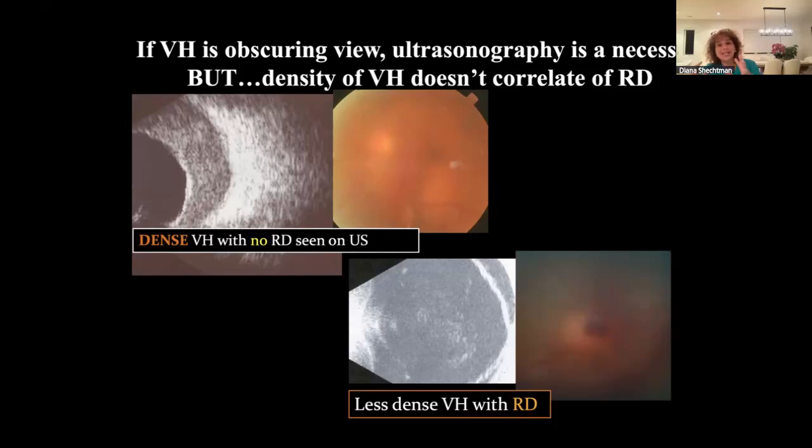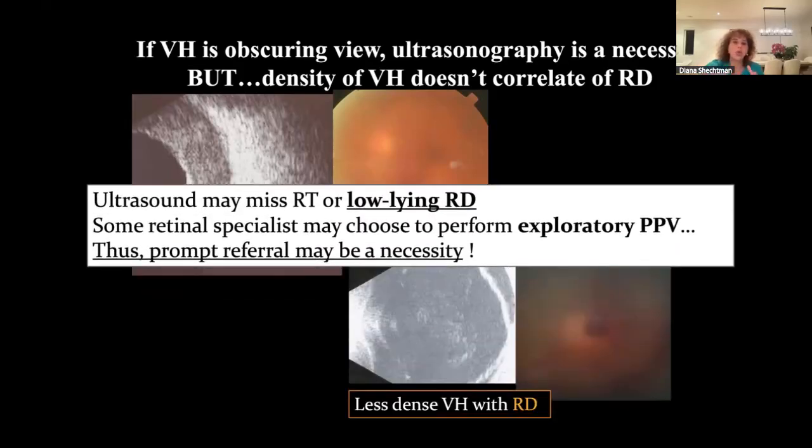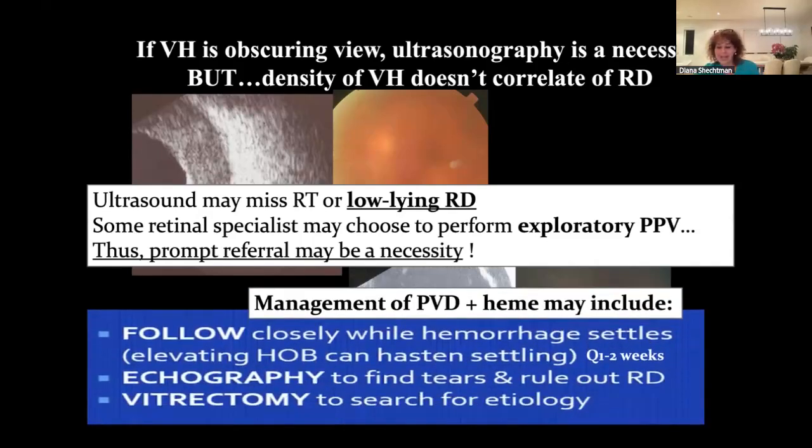And if you cannot see through that, then you have to get an ultrasound. There's no question that you have to get an ultrasound in a case that you can't see through it. As a matter of fact, I've had some of my surgeons do what they call exploratory vitrectomy. If it hasn't cleared and they're worried, they're going in with a vitrectomy so they can see what's behind there. Because unfortunately, an ultrasound can miss low, shallow RDs, and it doesn't always pick up retinal breaks.